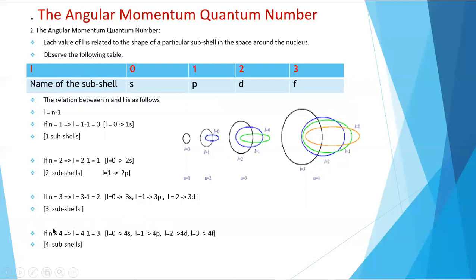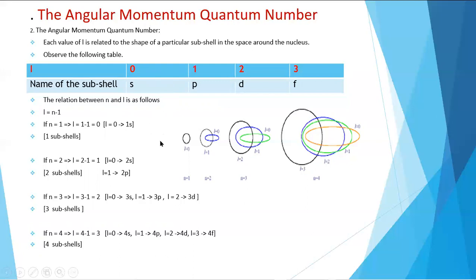If we put N equal to 4, the L value will be 3. So four subshells will be present in the fourth main shell. So see in the diagram also, L equal to 0, 1, 2 and 3. So there are four subshells in the fourth main shell. This angular momentum quantum number is related to the shape of a particular subshell.